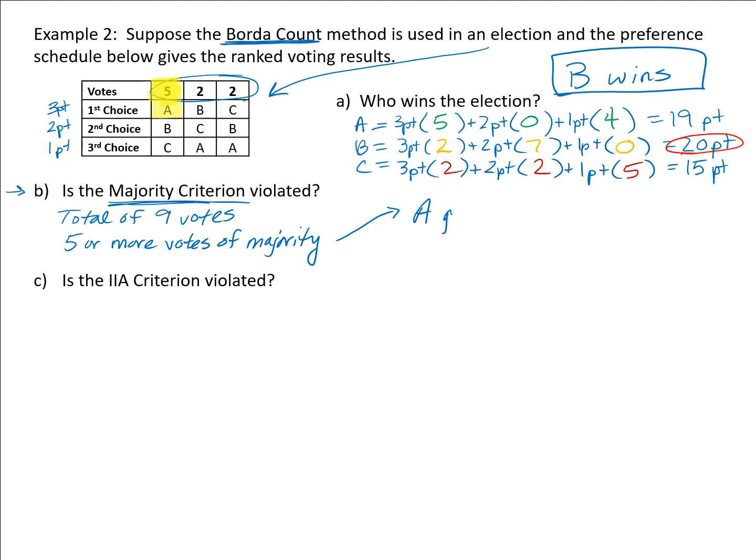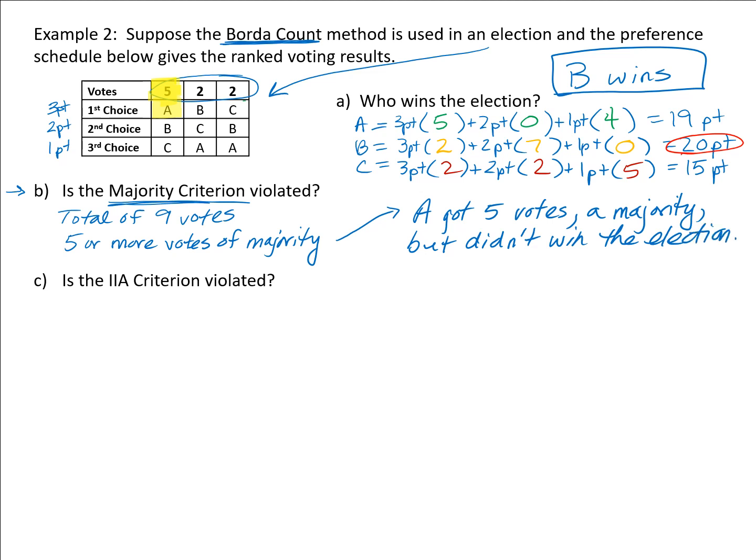A got 5 votes, a majority, but didn't win the election. So again, A was a loser, but got a majority of the votes, so that's a violation of the majority criterion.